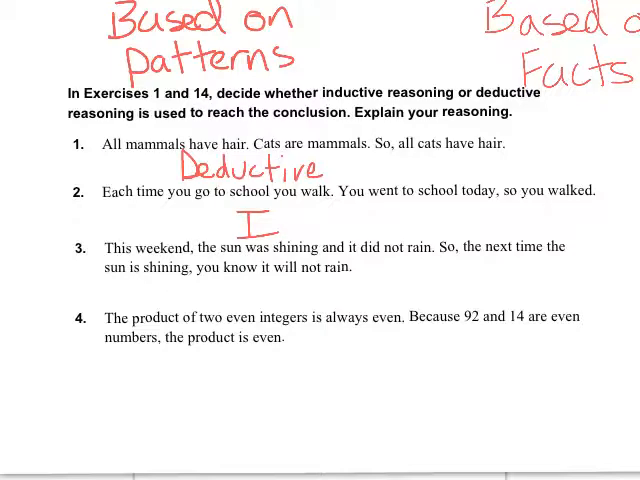Okay, number 3, this weekend the sun was shining and it did not rain, so the next time the sun is shining, you know it will not rain. Inductive, again, based on patterns. Okay, number 4, the product of two even integers is always even. Because 92 and 14 are even numbers, the product is even. It's deductive, right? Because that's based on facts.